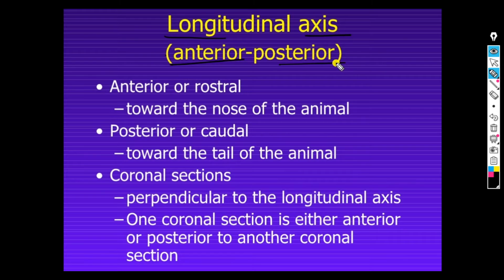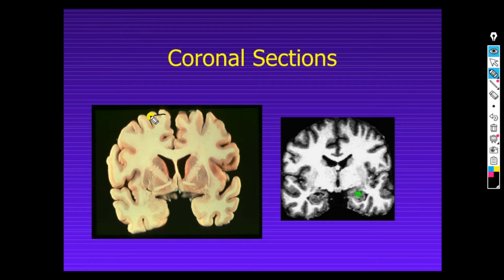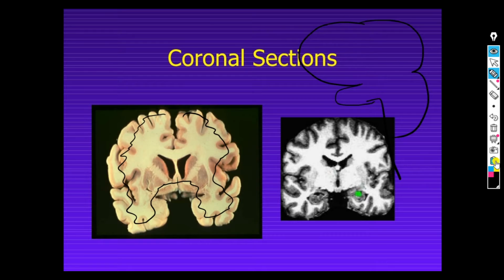So, longitudinal axis: anterior to posterior. Anterior or rostral is toward the nose of the animal, posterior or caudal toward the tail of the animal. Coronal sections are perpendicular to the longitudinal axis, and you can see the coronal sections here. So I am drawing a brain here. What is actually meant by coronal? You can see cerebellum and pons. So this rose color, I make a plane and you can see the coronal section.